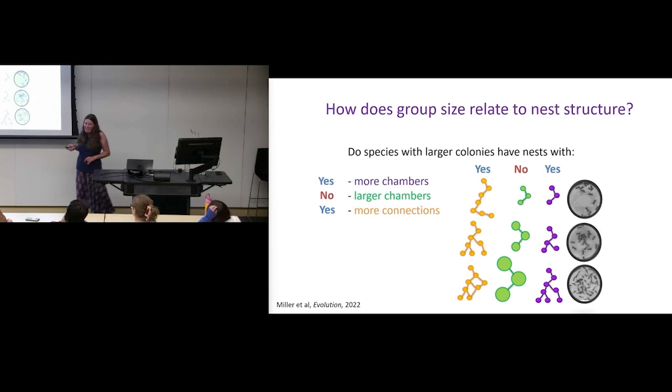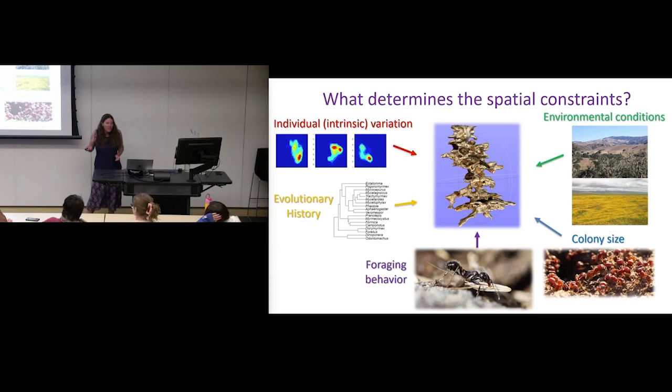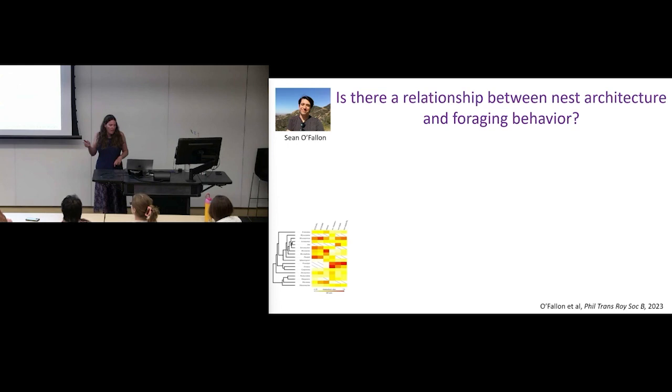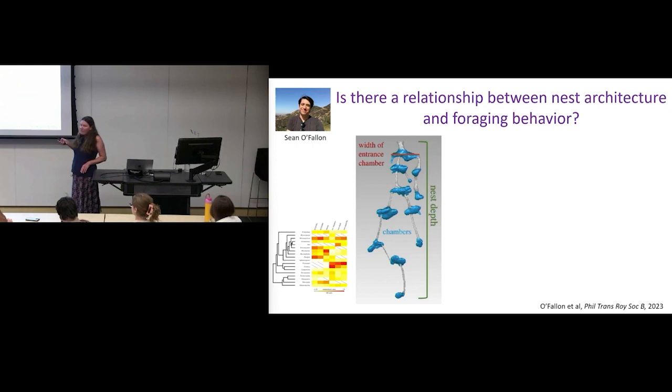What about foraging behavior? My grad student, Sean, during the pandemic, decided to continue this work with the big data set that Julie already created, supplemented with even more nests and more species. He also took this comparative approach, comparing different species of ants, and he also quantified the nest. He was interested in the width of the entrance chamber, that chamber where decisions about foraging happen, and how deep the nest is.